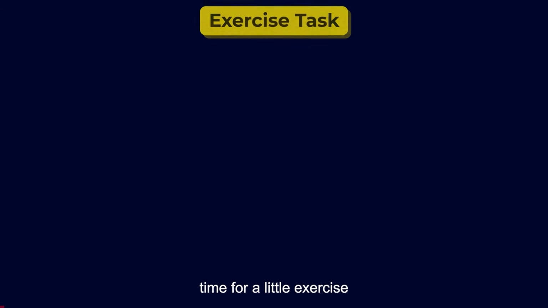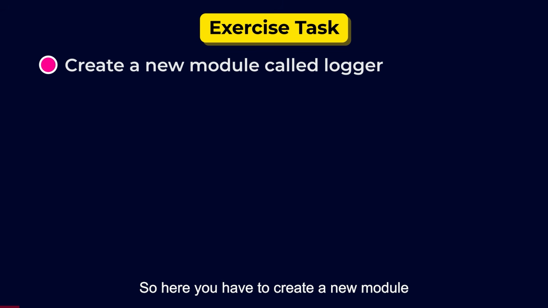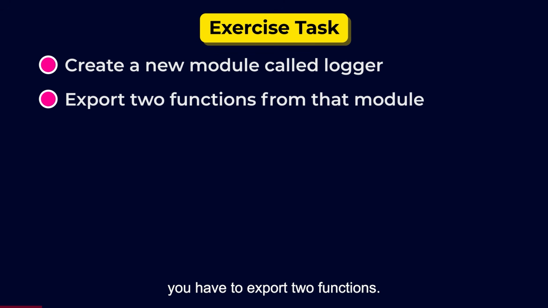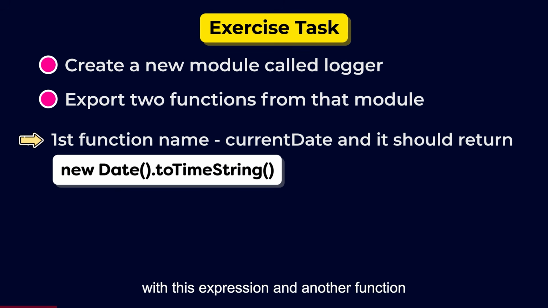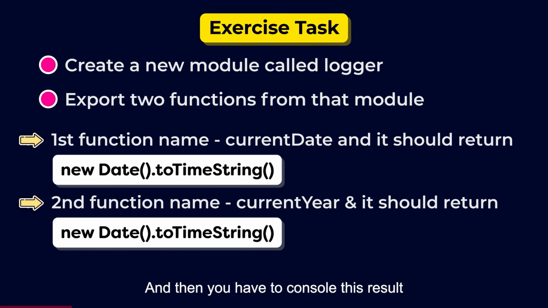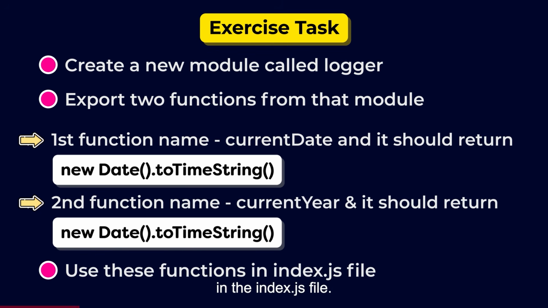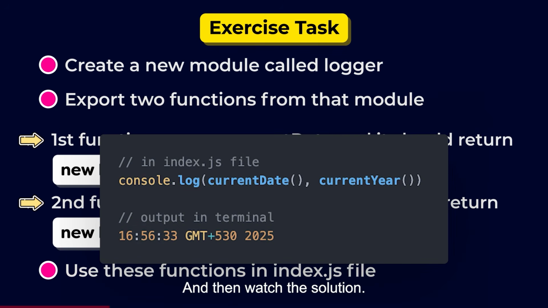Now it is time for a little exercise so you can revise modules. So here you have to create a new module in your application called logger. And inside this you have to export two functions. One function will return the current date with this expression and another function will return the current year with this expression. And then you have to console log this result in the index.js file, same as we did in the math operations module, and our output should look like this. So give it a try and then watch the solution.